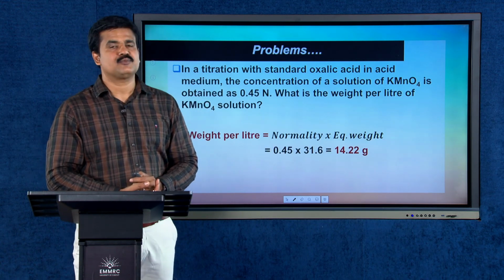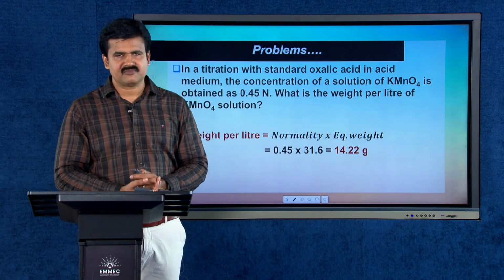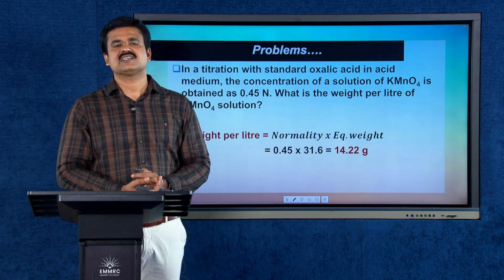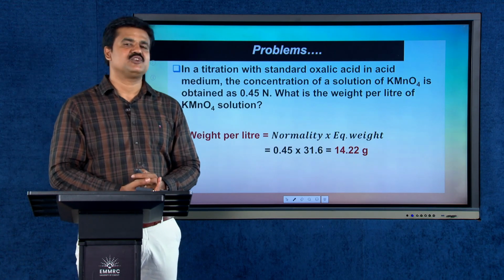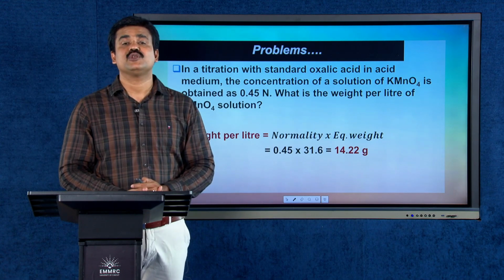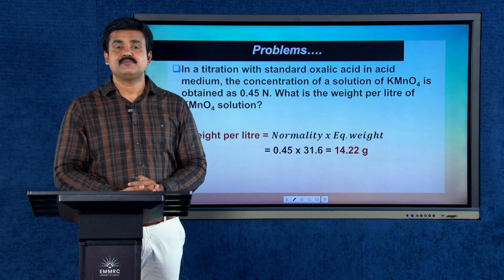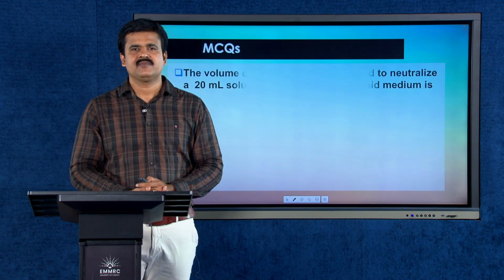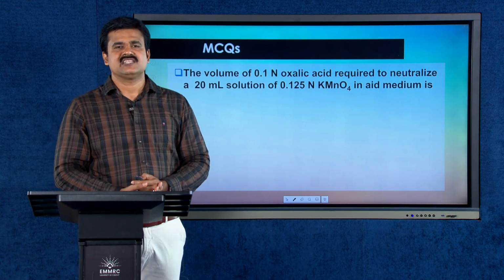Normality is given in the problem as 0.45 normal. You know the equivalent weight of potassium permanganate as 31.6. So, you have to multiply 0.45 with 31.6. You will get the value 14.22. That is the weight per liter. Now, an MCQ based on the concept.